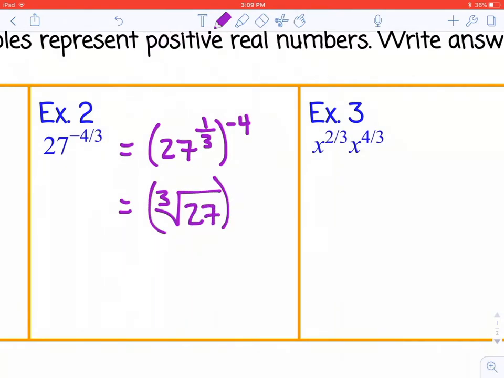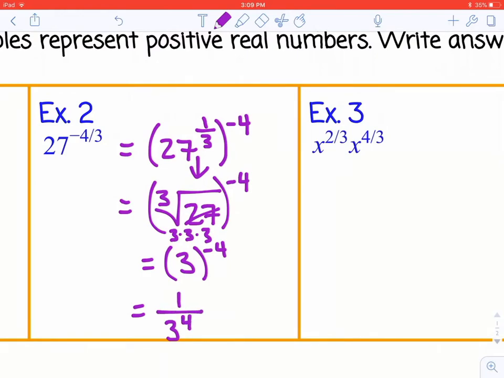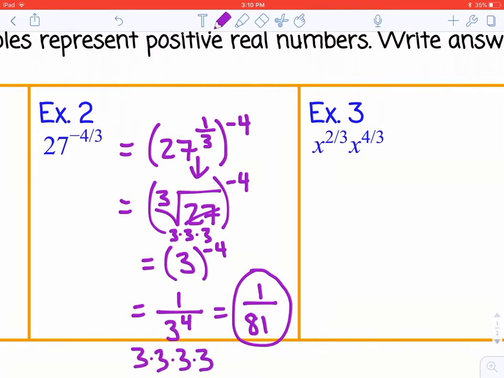So the 1/3 power and the cube root mean the same thing. Then the cube root of 27 is 3, because 27 comes from 3 times 3 times 3. And then we just have to take that to the negative 4th power. Remember with exponent rules, a negative can be fixed if we move what we have to the denominator. So we put 1 over 3 to the 4th power, and then that is just 1 over 81 when we multiply 3 times 3 times 3 times 3. We get that 81 on the bottom.